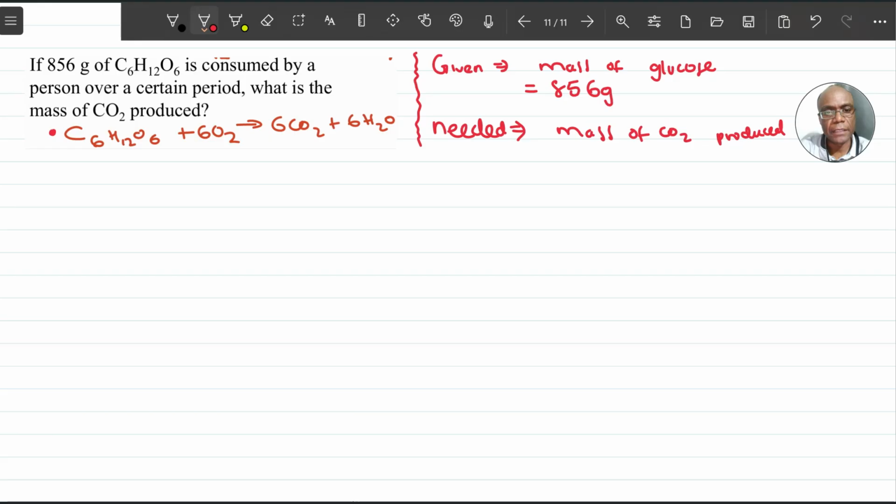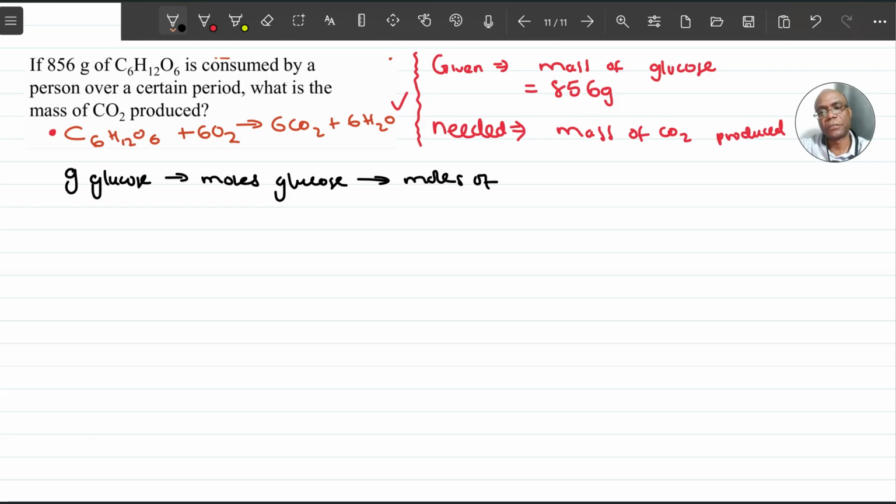Okay, so this is my balanced equation. I checked it already. My strategy here is to move from grams of my glucose, convert it to moles of my glucose, and then convert that to moles of CO2. Remember, the moles are usually the unifying factor, which means you have to go through the moles of the reactant to moles of the product before you can get to the mass of the product. In between, we're going to be using conversion factors.